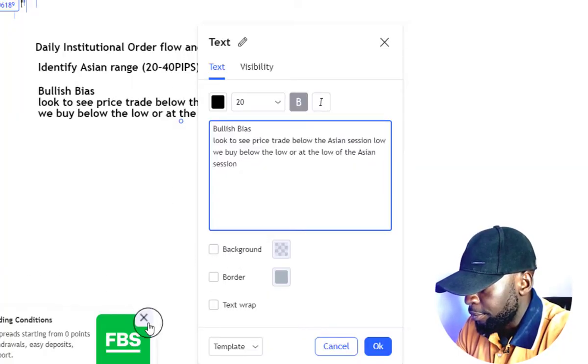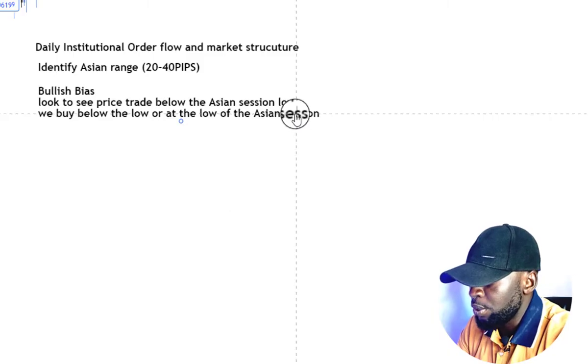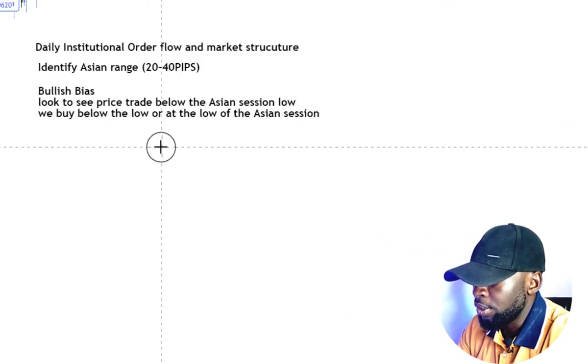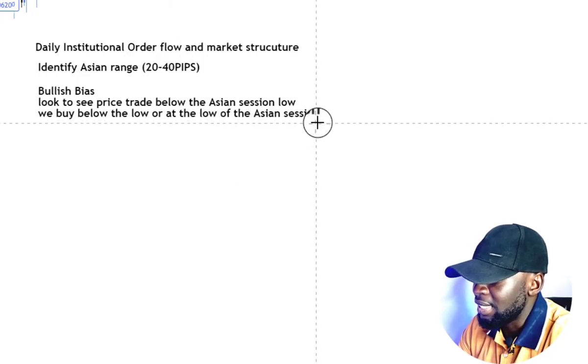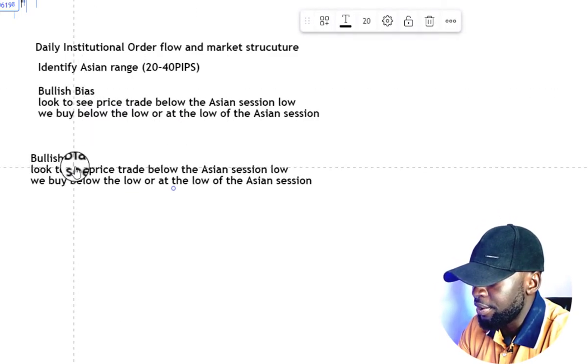So guys, for a bullish bias, we would like to see price trade below the Asian session low, and then we are looking to buy below the low of Asian session or at the low of the Asian session. This is for a bullish bias, and vice versa for a bearish bias.